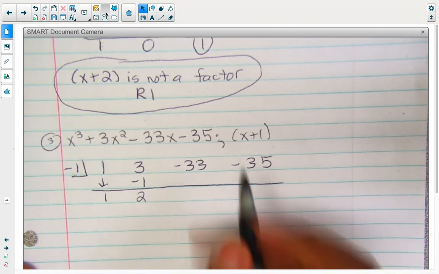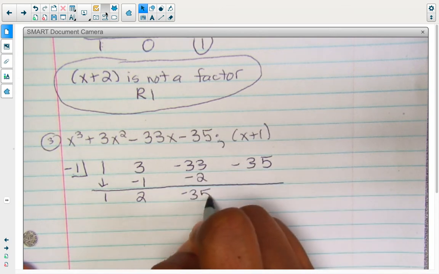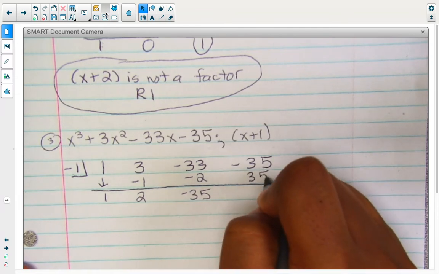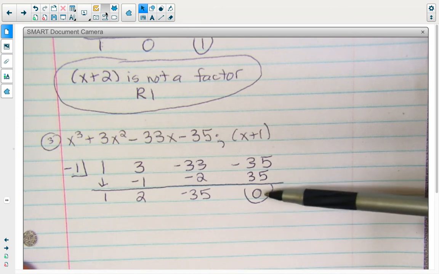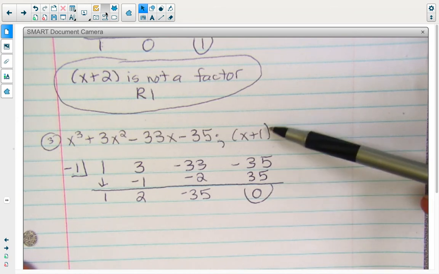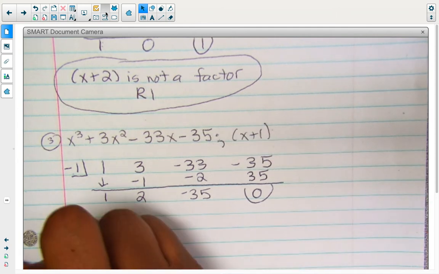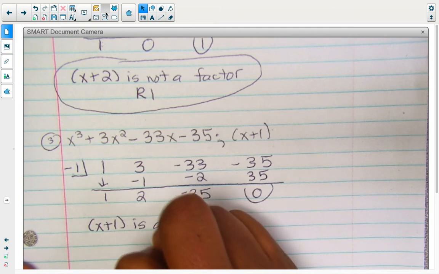2 times negative 1, add. Negative 35 times negative 1, add. And what would you know? I got 0 as the remainder. There is no remainder, so that means x plus 1 is a factor of this polynomial. So x plus 1 is a factor.